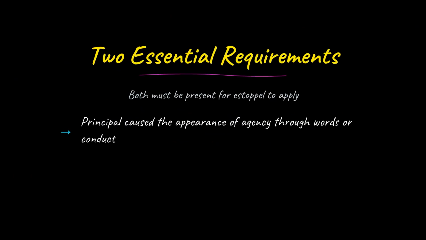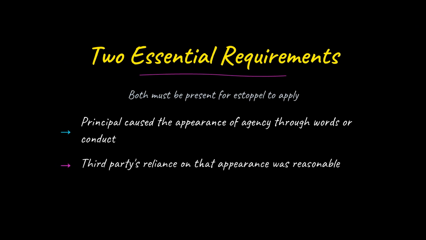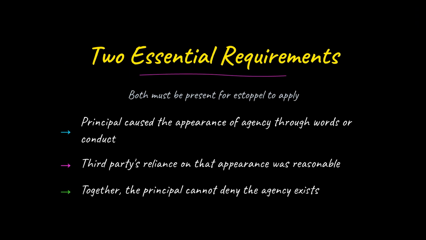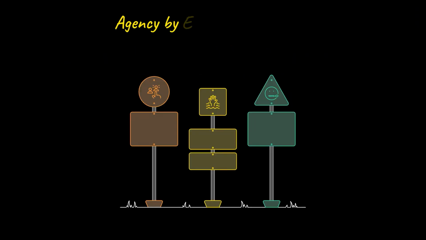Agency by estoppel is a doctrine that holds a principal to the appearance of agency he created, even when no real authority was ever granted. The law protects innocent third parties who reasonably trusted that appearance. The doctrine has 2 essential parts. First, the principal must have said or done something that created the appearance of agency. A belief the third party invented on their own is not enough. Second, the third party's reliance must be objectively reasonable under the circumstances.